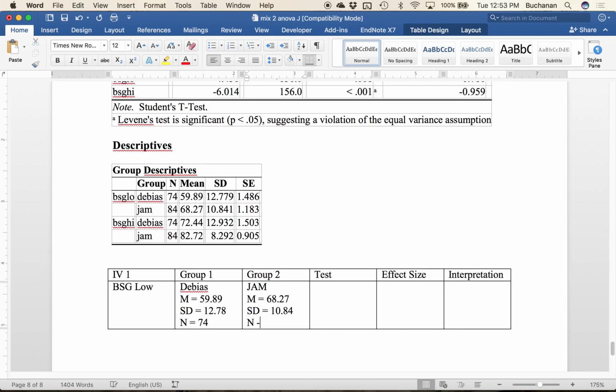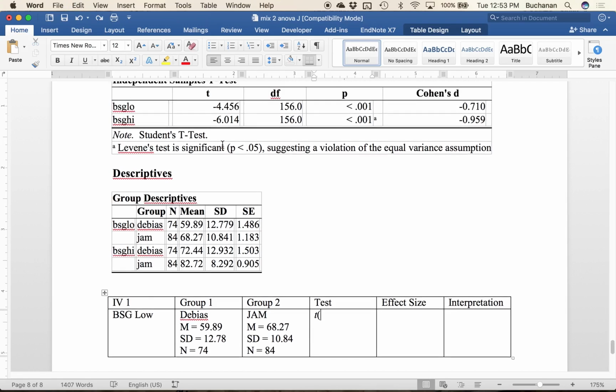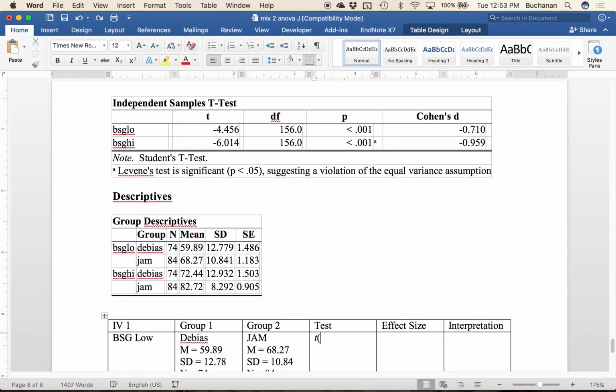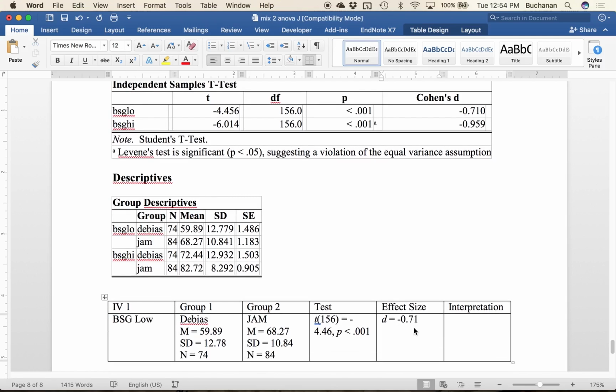So the n's are not perfectly equal, but we still have a fairly large sample size. Our t-test statistic is going to be up here, this first one. We have 156 degrees of freedom. T is negative 4.46. Our p-value is less than 0.001. Our effect size, I could hang on to the negative if I wanted to, but it's not so important, is 7.1. So that's a medium to large effect. Hold on to interpretation for a second.